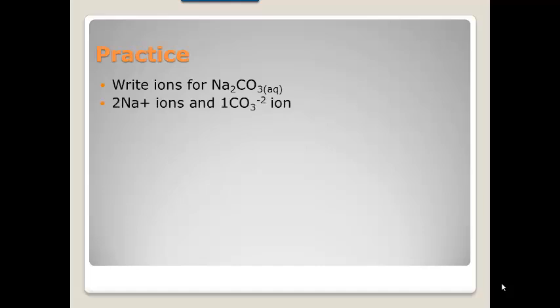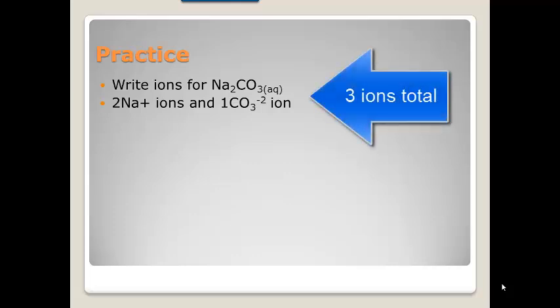Alright, so now let's practice with a couple of these. Write the ions that form for this compound, Na2CO3. Well, when I look at the formula, it's made up of 2 sodium atoms and 1 carbonate polyatomic ion. So what happens is each one of the sodiums loses their 1 electron to become 2 Na+ ions, and there's 1 carbonate ion, and in your reference table the charge of carbonate is -2. There are 3 ions total here, the 2 sodium ions and the 1 carbonate polyatomic ion.